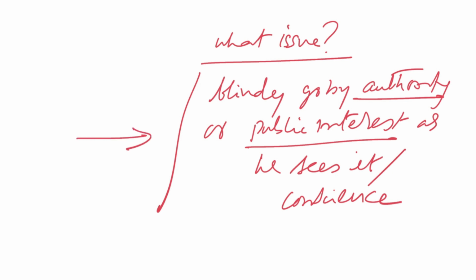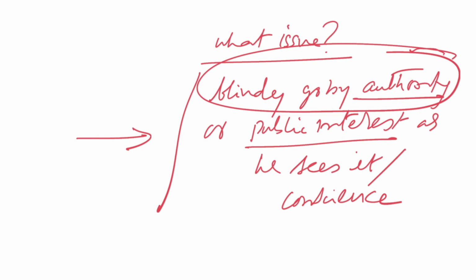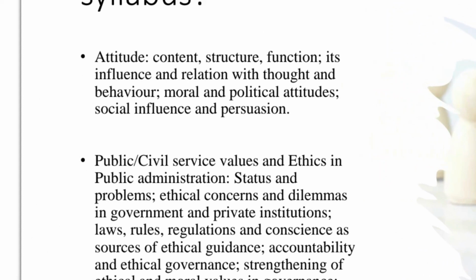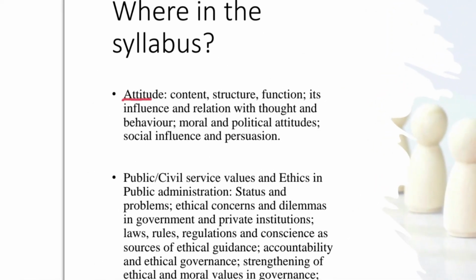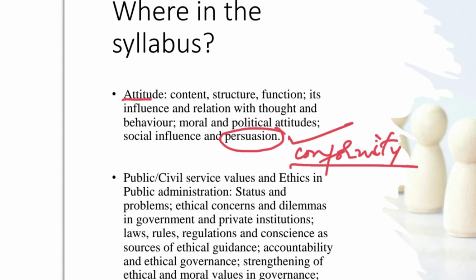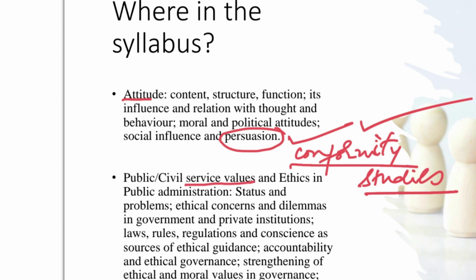So this ethical issue you have to identify. Do you know where this comes under in the syllabus? This is one very important issue, going blindly by authority. It comes under the attitude section, social influence and persuasion. Under persuasion. Another name for persuasion is conformity. So this comes under, in any ethics book, conformity studies, dealing with cases of blind obedience. You can also say this comes under public and civil service values and rules, conscience as a source of ethical guidance.